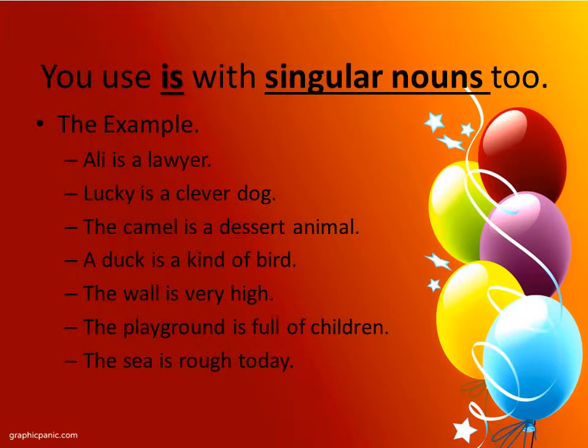You use is with singular nouns too. For example: Ali is a lawyer. Lucky is a clever dog. The camel is a desert animal. A duck is a kind of bird. The wall is very high. The playground is full of children. The sea is dry today.